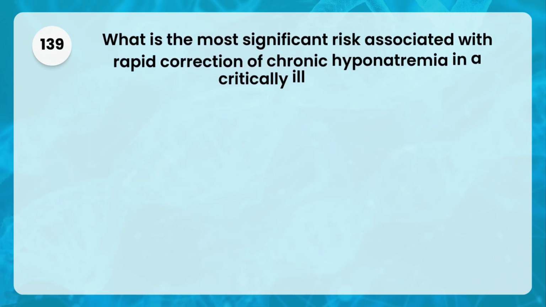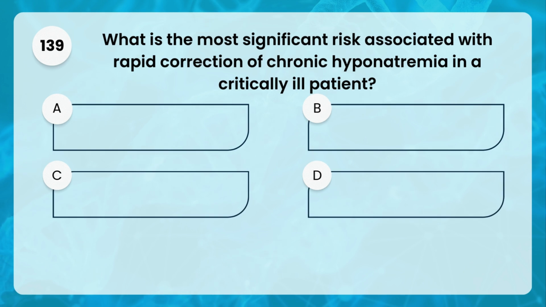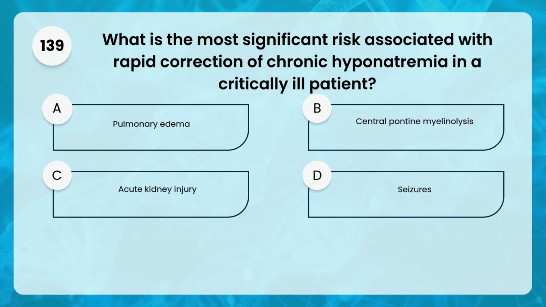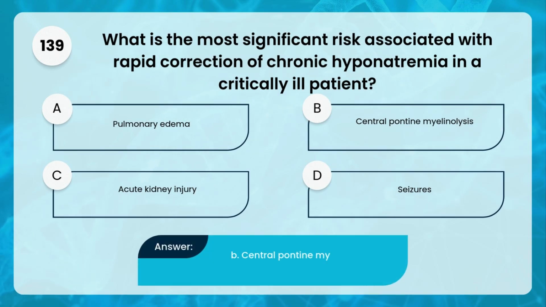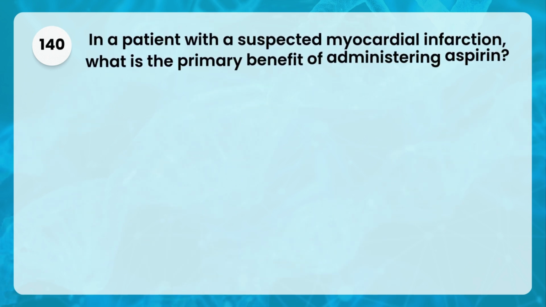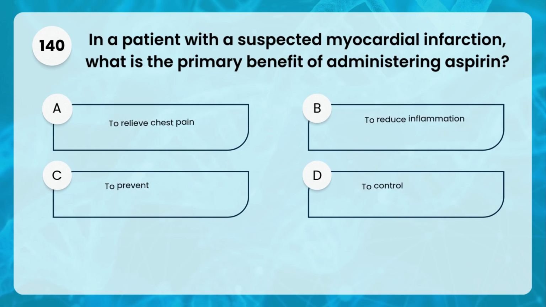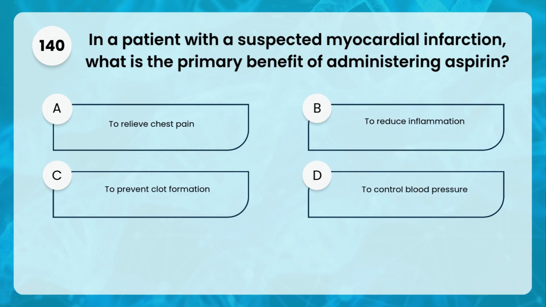139. What is the most significant risk associated with rapid correction of chronic hyponatremia in a critically ill patient? A. Pulmonary edema. B. Central pontine myelinolysis. C. Acute kidney injury. D. Seizures. The answer is B. Central pontine myelinolysis.